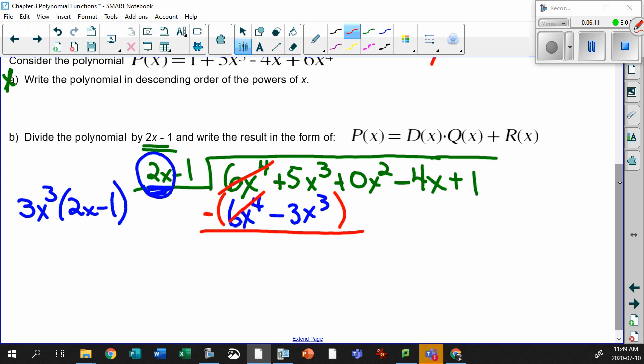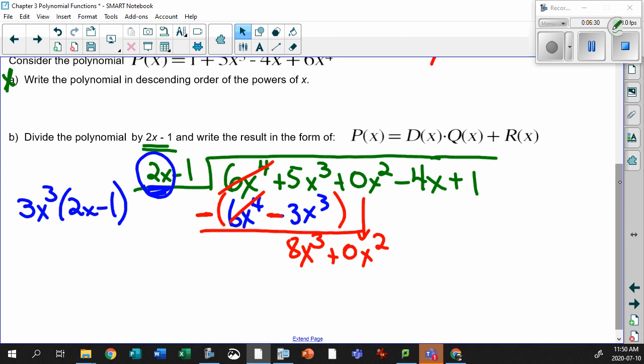You want it to cancel out that first term as much as possible. But don't forget, this is now a minus minus, which makes it a plus. Adding those together, you're going to get 8x cubed. Now, check this out. You're going to bring down the 0x squared, and right here, right now, you're going to figure out why. Okay, you ready for this? It is so cool.